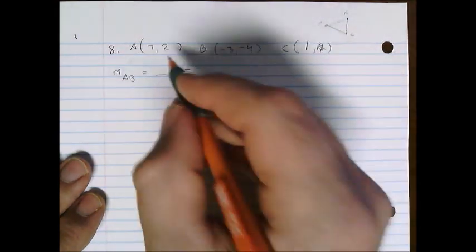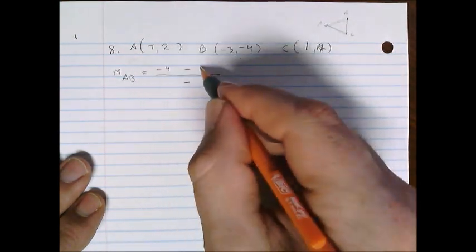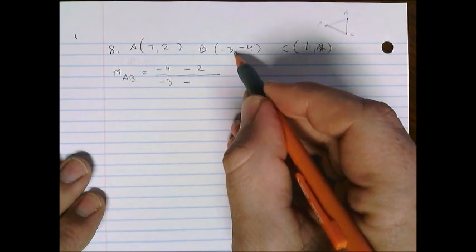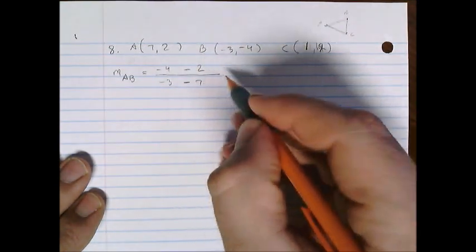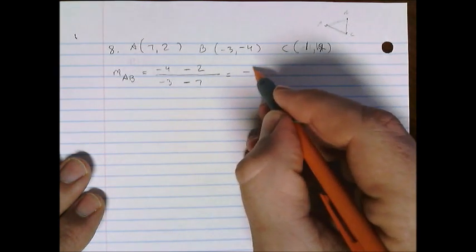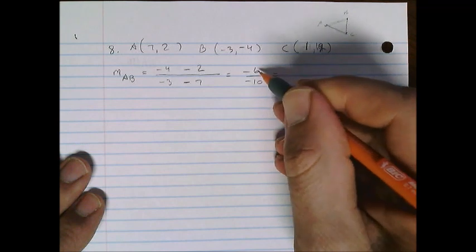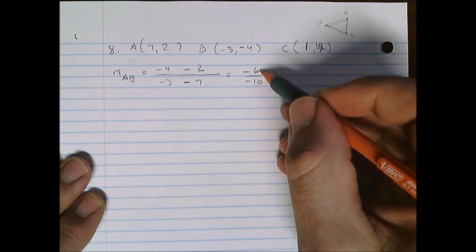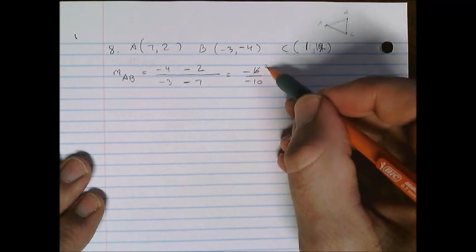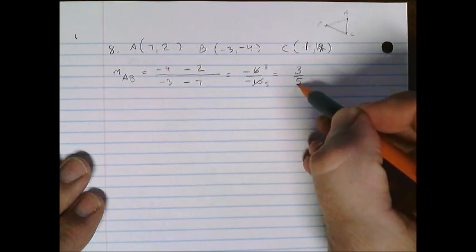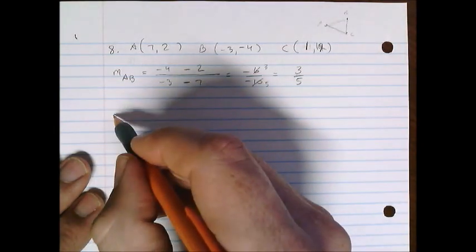So this would be y2 minus y1 over x2 minus x1, and so that would end up being negative 6 over negative 10. And that would be positive because negative and negative go positive. 2 goes in here 3 times, it goes in there 5 times, so it's just 3 over 5. Okay, that's the slope of AB.